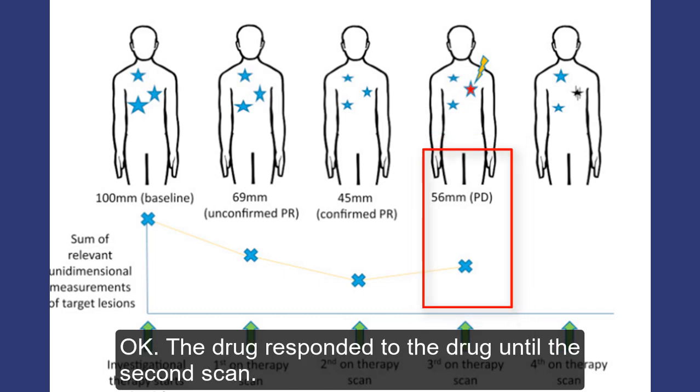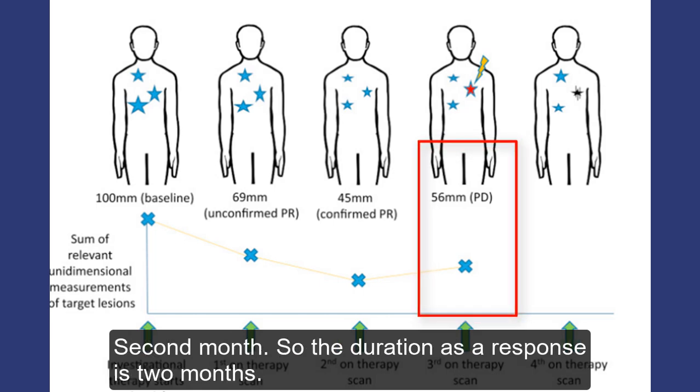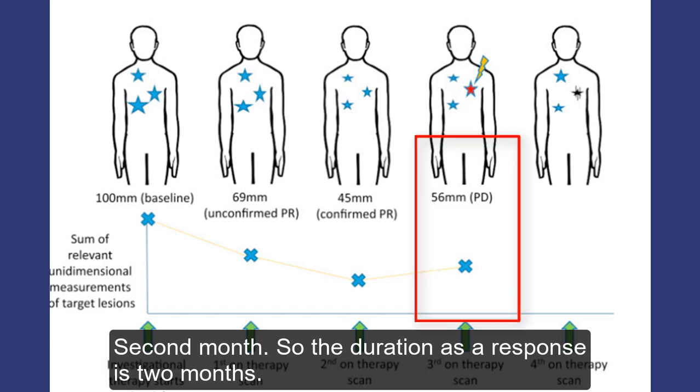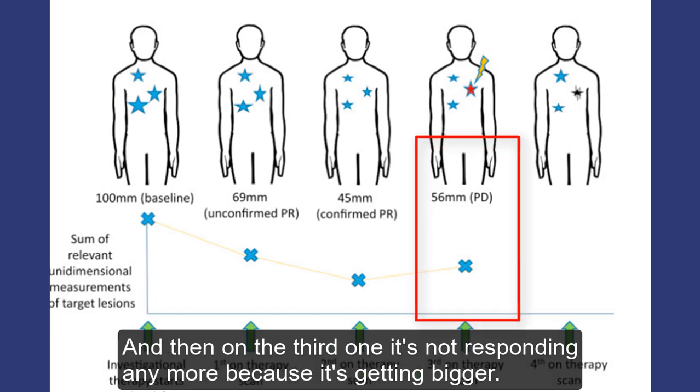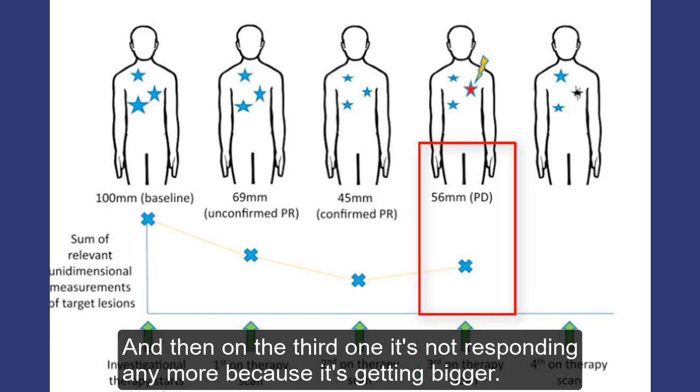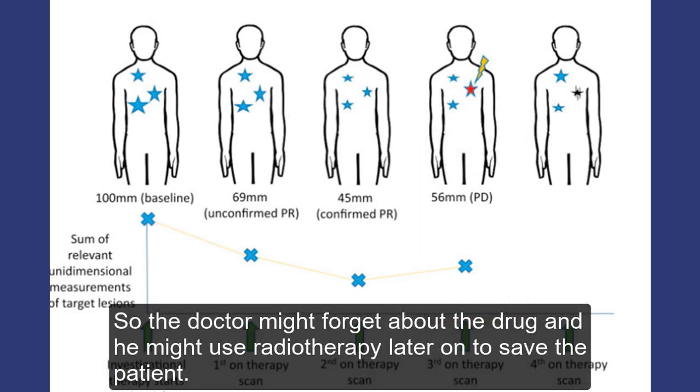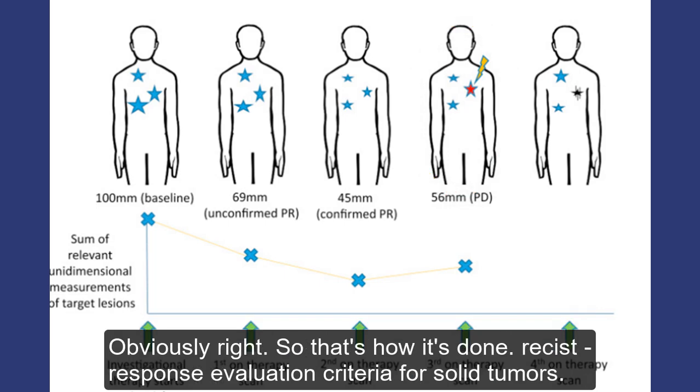Then it responded to the drug until the second scan, second month. So the duration of response was 2 months. And then on the third one, it's not responding anymore because it's getting bigger. So the doctor might forget about the drug and he might use radiotherapy later on to save the patient, obviously, right? So that's how it's done.